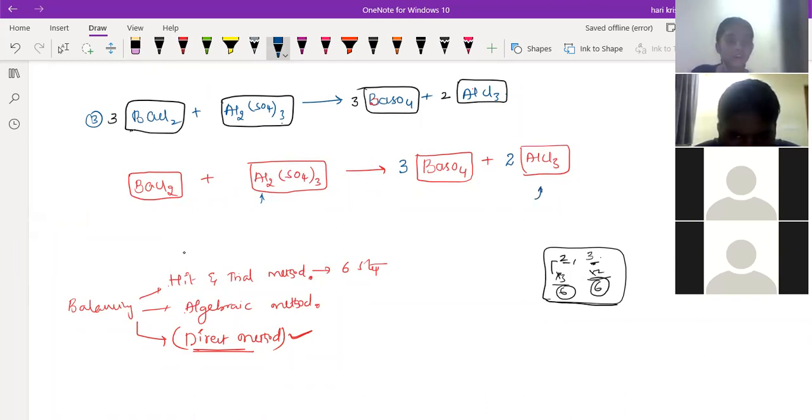On the reactant side there are 3 and on the product side there are 2. So multiply the 2 with 3. Chlorines, 6 are there on this side. 2 threes are 6, right? So what will be the answer? Sir, the total answer, what will it be?